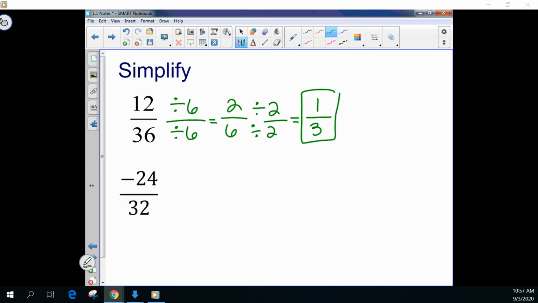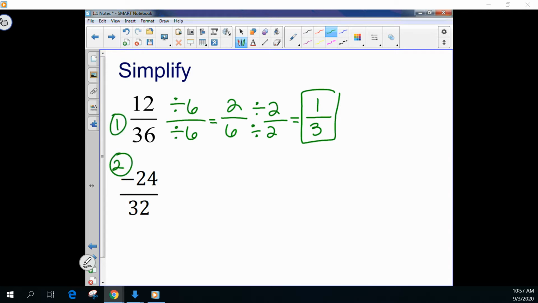You could have also chosen to divide by 12, which would have got you straight to 1/3. Both of those things are okay, but sometimes you don't see the biggest divisor at the beginning and you have to end up dividing twice or 3 times. The next problem is, that was number 1.